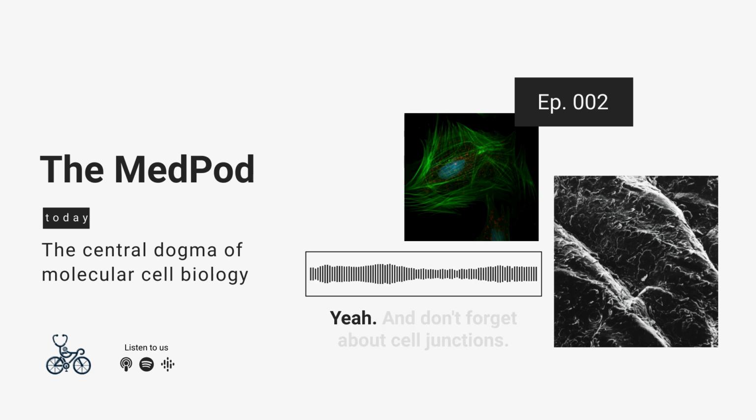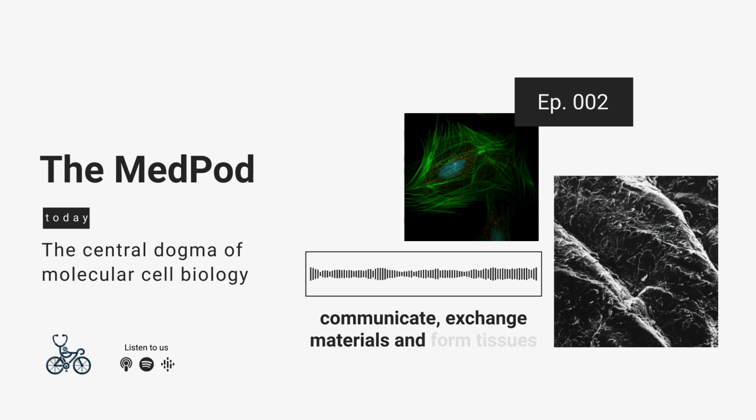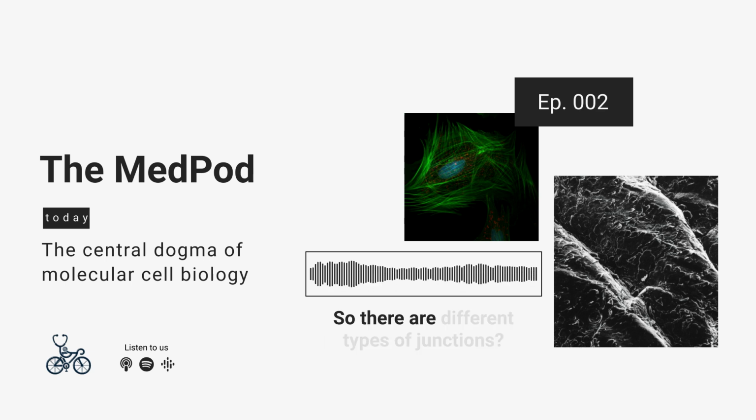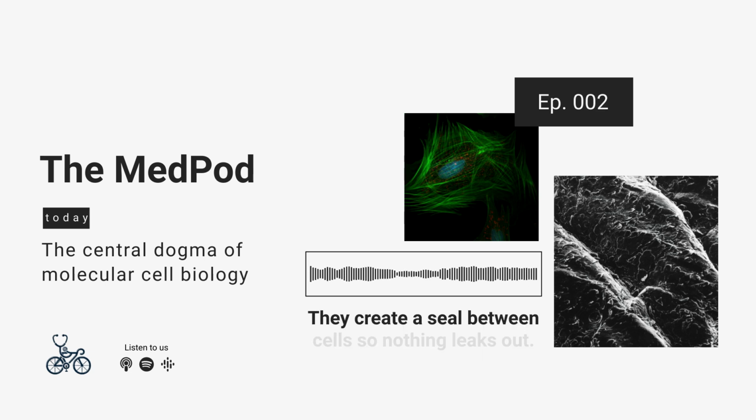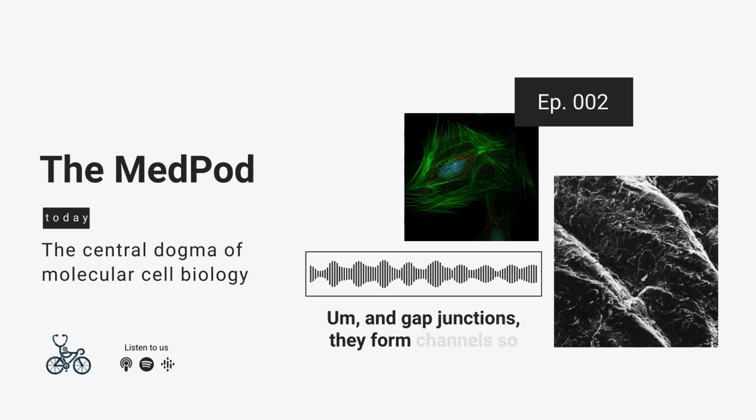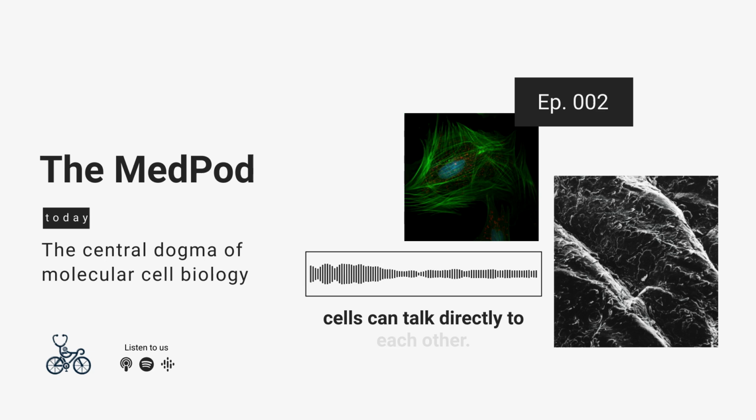Okay, that makes sense. And don't forget about cell junctions. Oh, right. Cell junctions, like the gates and bridges of the city. Exactly. They connect cells together so they can communicate, exchange materials, and form tissues and organs. So there are different types of junctions. Yeah, like tight junctions, they create a seal between cells so nothing leaks out. Okay. And gap junctions, they form channels so cells can talk directly to each other.